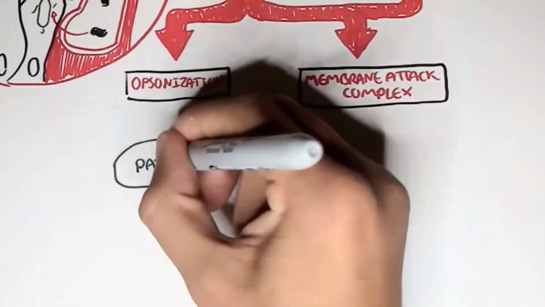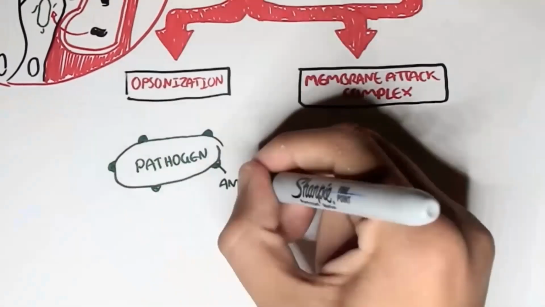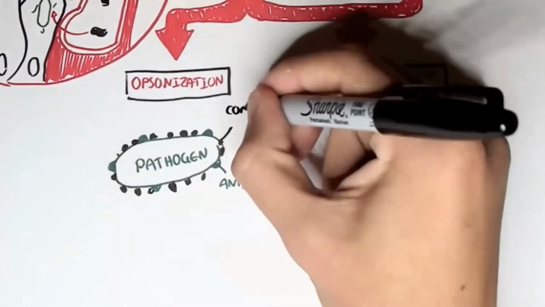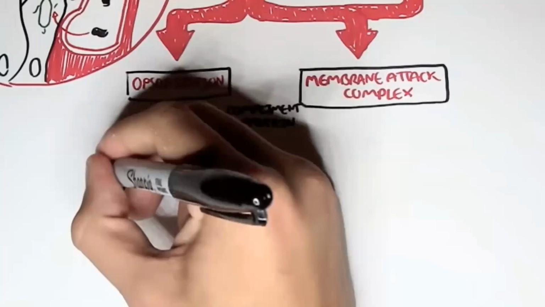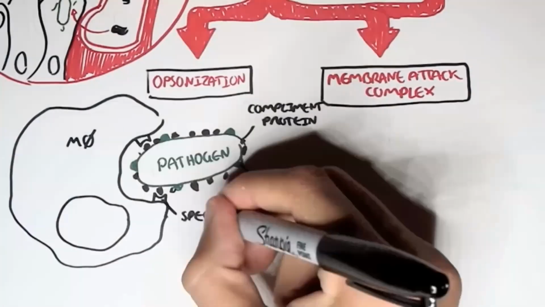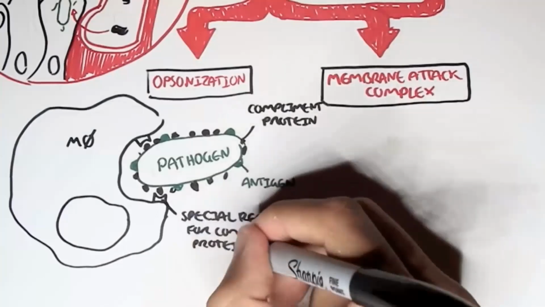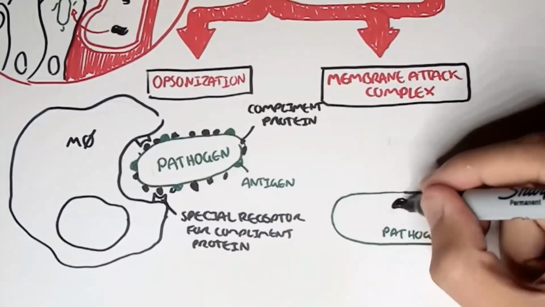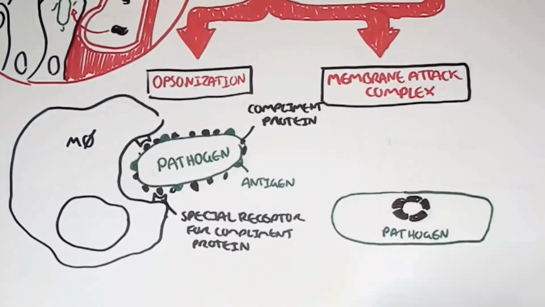Well, opsonization is a process where the complement proteins essentially coat the outer surface of the pathogen, which allows phagocytes, in this case a macrophage, to engulf the pathogen much more easily, because the macrophage contains special receptors for specific complement proteins. Complement proteins can also make a membrane attack complex.